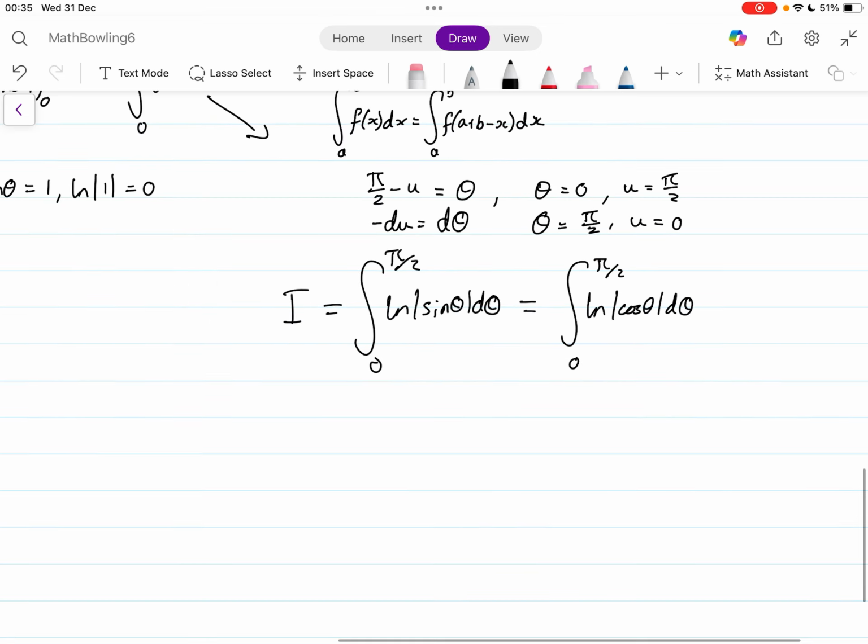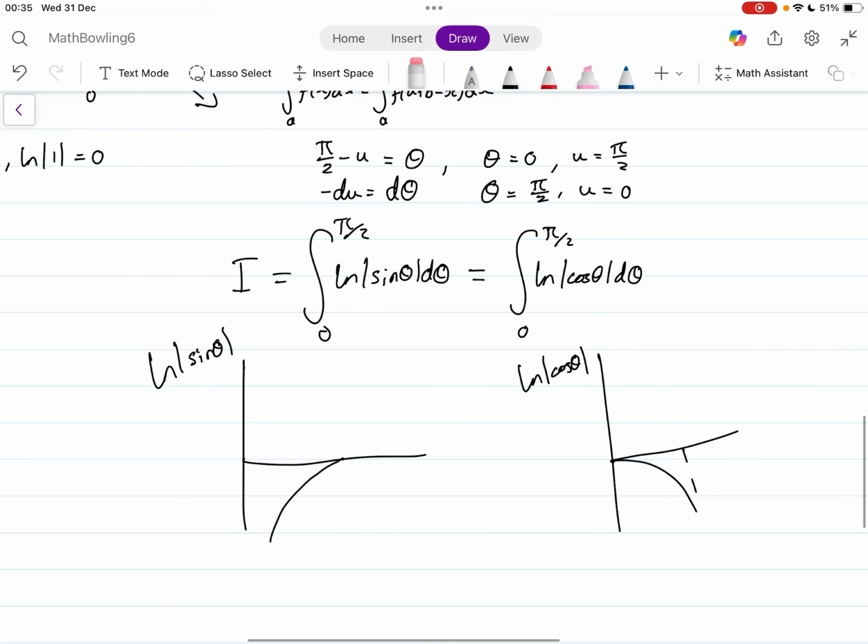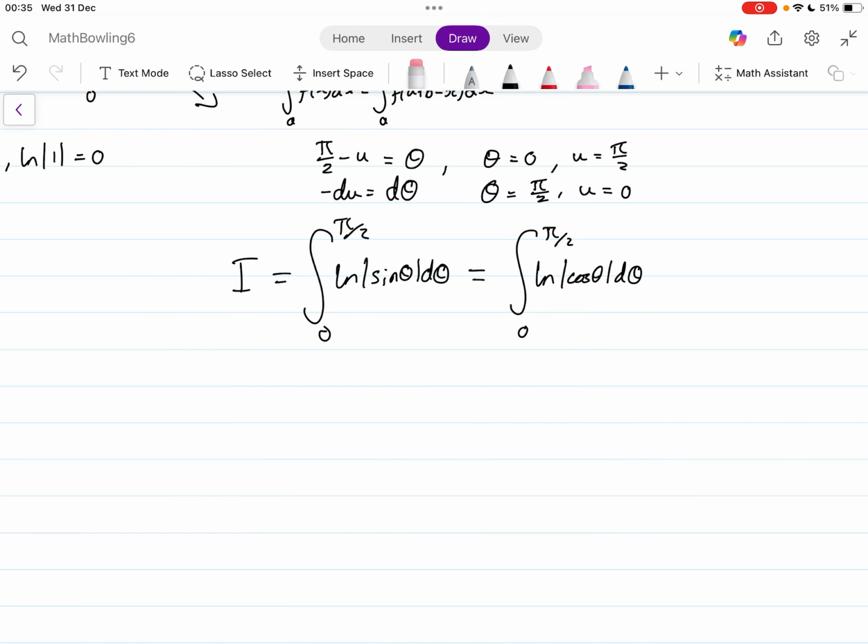And you can think about that graphically if you want. This is going to be left one for ln of sine theta, and the right one for ln of cos theta. Ln of sine theta is going to look like that, but it's going to meet at around pi over 2 at 0. Ln of cos theta is going to look the opposite, but again, it's going to be the same thing. So these are just reflected around the line pi over 4, which is why they're the same, because the area underneath is the same for both of them.